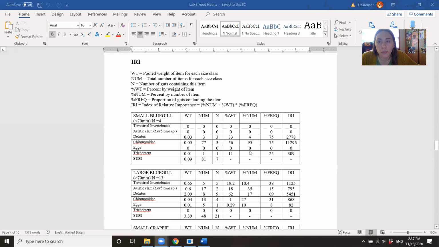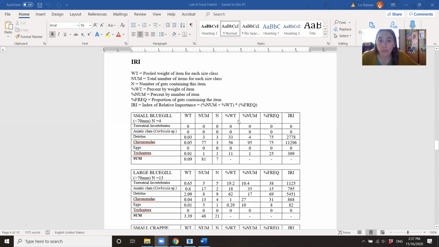1 out of 81 would be approximately 1% total. And then out of the weight, 0.3 out of 0.09 would be about 33% of the weight. 0.05 out of 0.09 is about 56% of the weight. And then 0.01 divided by 0.09 gives us about 11% of the weight. Sorry, I kind of butchered my way through that at the beginning, but hopefully now as we've gone through that, it makes a little bit more sense.